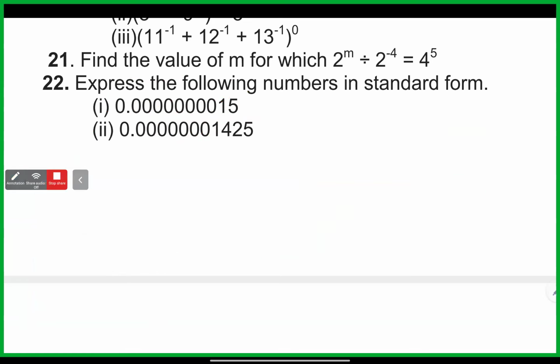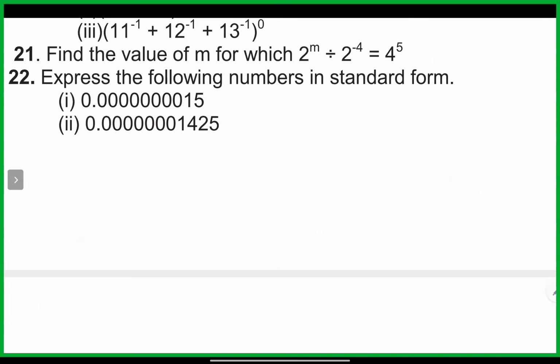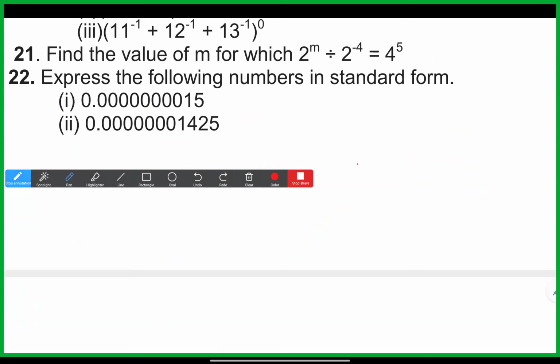Then the 21st one: find the value of m for which 2 power m divided by 2 power minus 4 is equal to 4 power 5. So again, same.